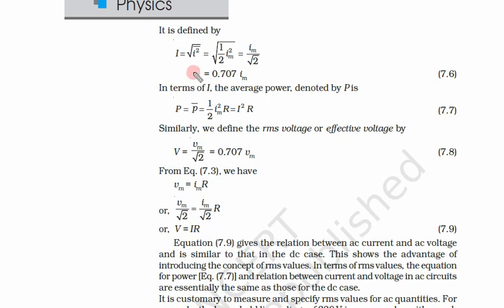So we have learned about IRMS current. I is equal to 0.707 of I maximum and VRMS is equal to 0.707 of V maximum. Vm is equal to Im into R. If we divide by root 2, V is equal to IR. So here we have seen that Ohm's law is valid whether we are using maximum current or this IRMS current. So Ohm's law is valid for both of them.